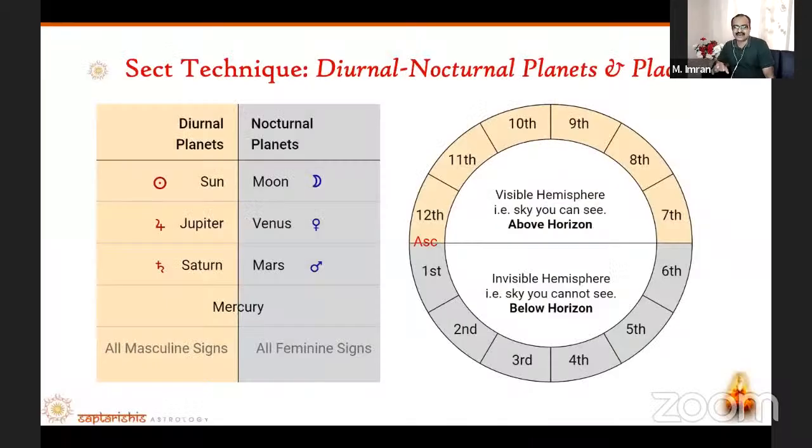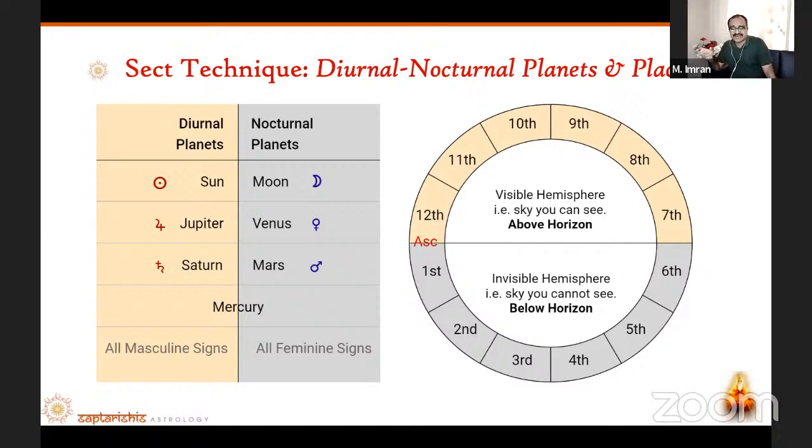Of the 12 signs, 6 signs are masculine signs, which are actually diurnal. They are related to power, and the rest of these 6 even signs, or feminine signs, are nocturnal signs. And this distribution is very essential and very important, and this is related to the technique of sect. So this is the distribution of planets. Planets are nocturnal, planets are diurnal, signs are nocturnal, signs are diurnal.